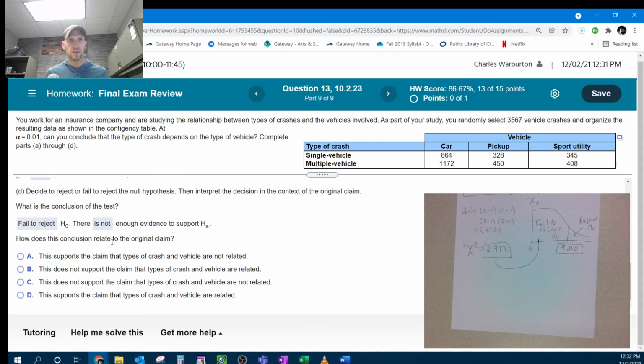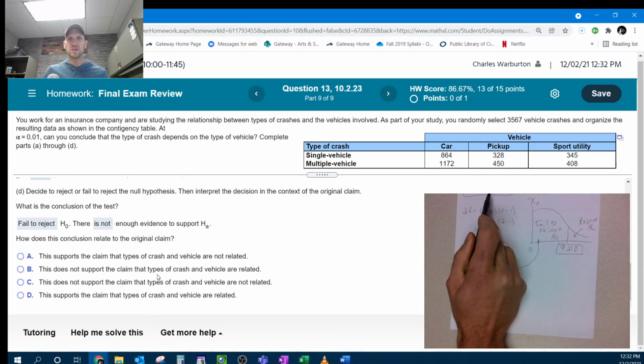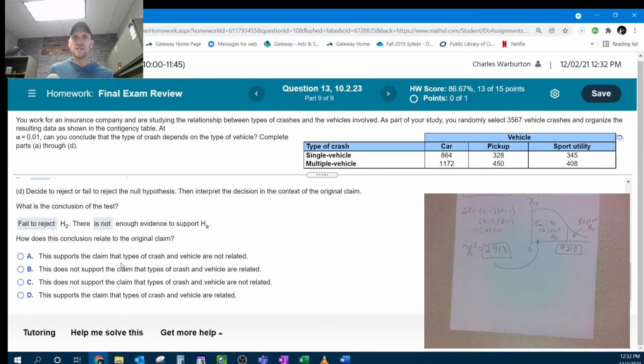All right, so what did we say? It does not support the claim. What was the claim? The claim was that they are dependent, or that they are related. It does not support the claim that they're related.